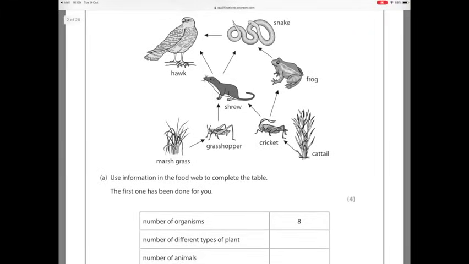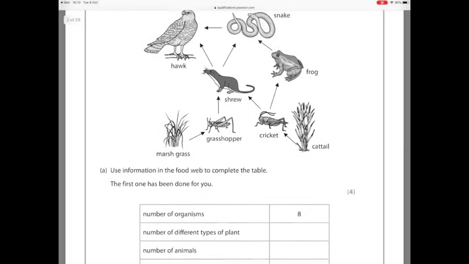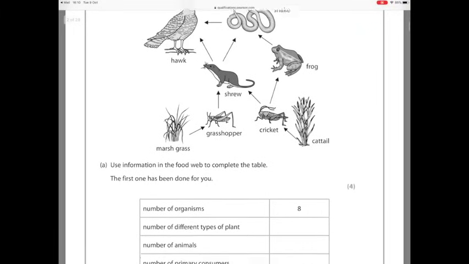The number of different types of plant. You're looking for the producers here. So what here is a plant? Well, you can see from the picture, even if you don't know what a cattail is, that it's a cattail and marsh grass. So the answer here is 2. The number of animals, so these are the animals which form anything from the primary, secondary, tertiary consumer level. So the animals therefore are grasshopper, cricket, shrew, frog, snake and hawk. And if you count those up, you'll get 6.